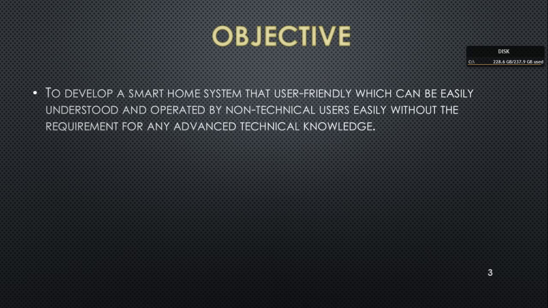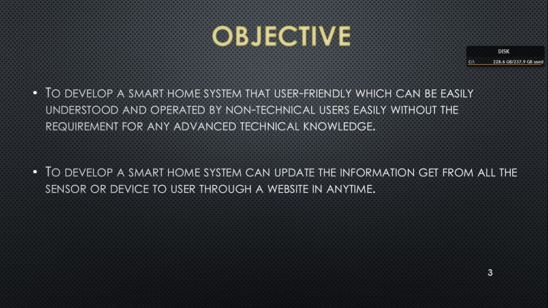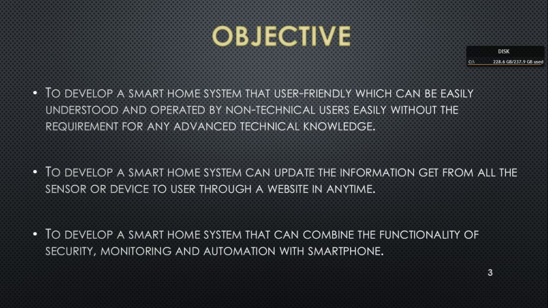Okay, let's turn to the next part. Objective. To develop a smart home system that is user-friendly, which can be easily understood and operated by non-technical users without the requirement for any advanced technical knowledge. Second, to develop a smart home system that can update the information from all the sensors or devices to the user through a website at any time. Third, to develop a smart home system that can combine the functionality of security, monitoring and automation with a smartphone.